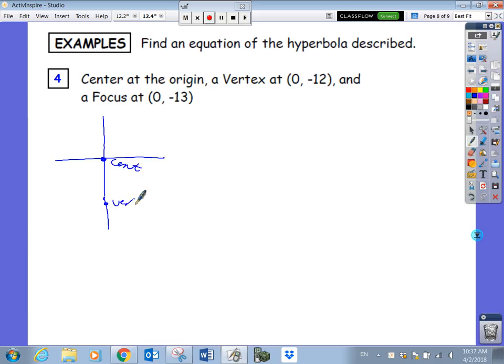Here's the vertex at 0, negative 12, and here's the focus at 0, negative 13. That right there, because the focus is further away from the center than the vertex, we know it's a hyperbola, other than the fact it says it's a hyperbola, okay? So we know it opens up and down, so that means our y value is first. Y squared minus x squared over something equals 1.